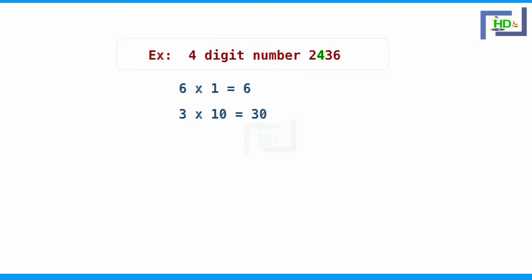Here 4 is in 100's place. So its value is 4 into 100, that is 400. Here the number 2 is in 1000's place.